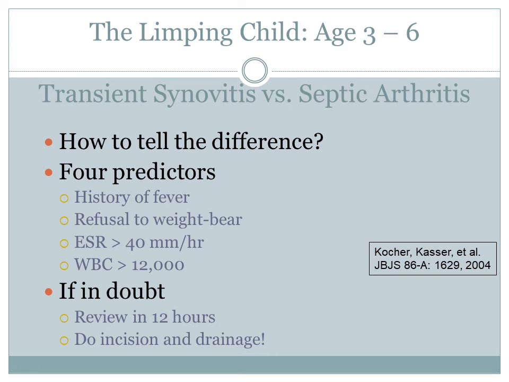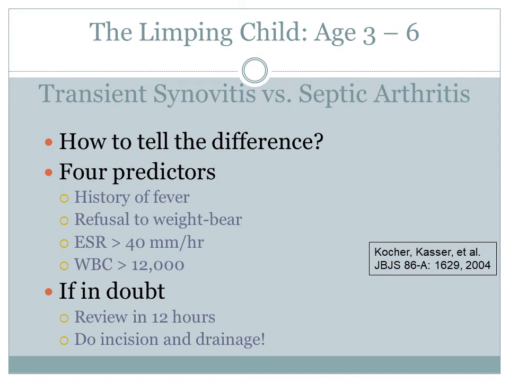History of fever. Usually the fever of the septic arthritis will be severe, a highly elevated temperature, above 38.5, 39, while in transient synovitis, very mild fever if present. Most of the time it is not present. The patient will completely refuse to weight bear in case of septic arthritis. ESR is more than 40 millimeter in the first hour, and white blood cell count is more than 12,000.